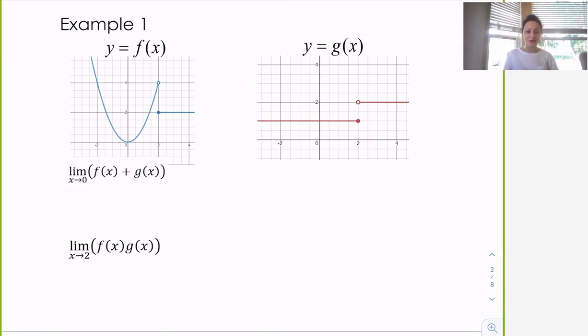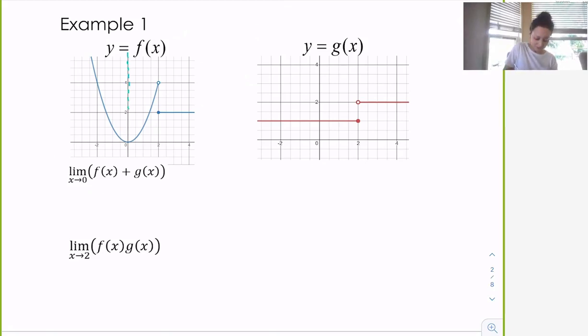Okay, so for example 1, we've got two functions, and this time they're defined graphically. And what we're going to do today is properties of limits. So we're going to add, subtract, multiply, divide, and compose functions within limits. For this first one, we've got the limit as x approaches 0 of f of x plus g of x. As long as the two limits exist separately, we can just find the two limits separately and then add them together. Okay, so let's try that.